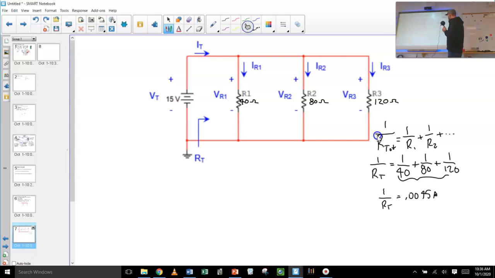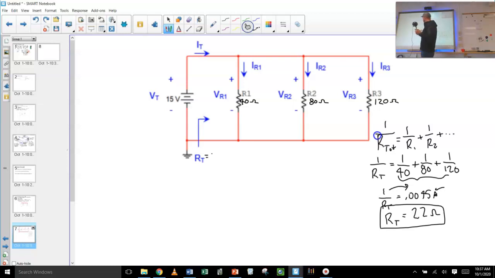But this is not the total resistance. I've got to take 1 divided by that answer. So my total resistance, take 1 divided by 0.0045, and you get 22 ohms. This is the biggest mistake I see when people do the total resistance. They don't take 1 divided by this answer to get 22 ohms. So my total resistance right over here, 22 ohms.